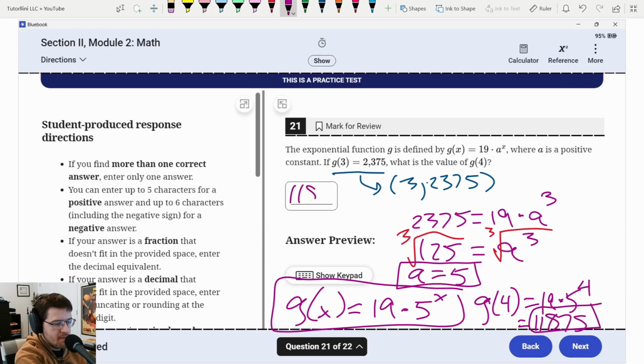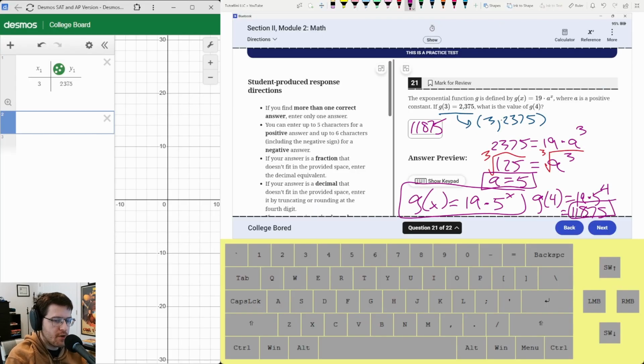And that is the answer. I suppose if you really wanted to, you could regress this, but the algebra was much easier. I don't know, let me go through it in like 10 seconds. Okay, so I put the point in.